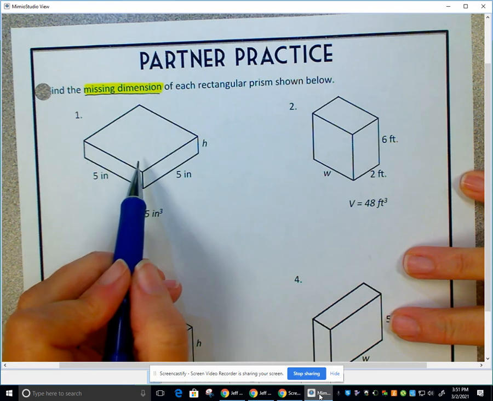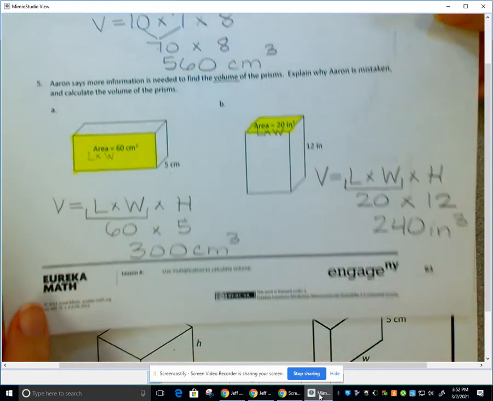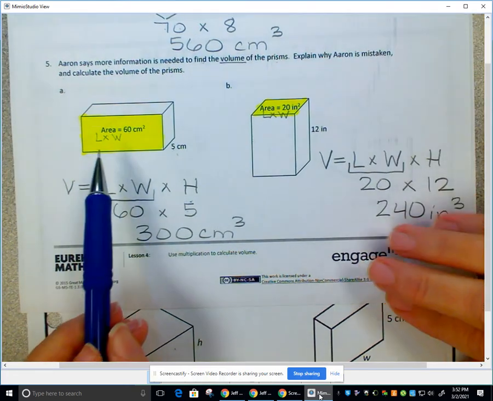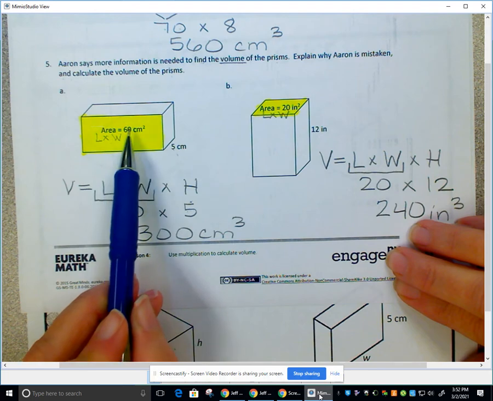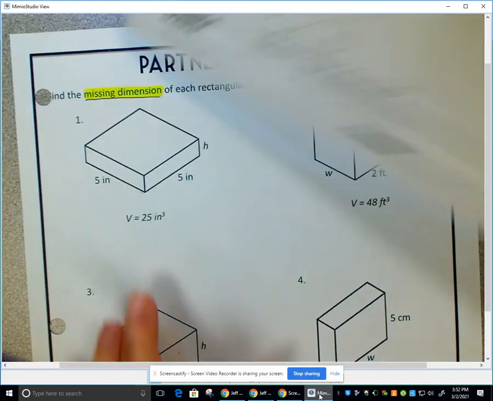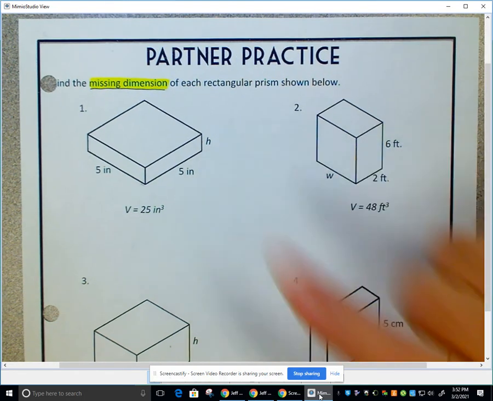They're telling me what the whole volume is. Now, this is not the same as the problem we were just doing. This did not have a missing dimension. This one combined some dimensions, the length and the width, to get one number. This one is actually got a missing piece that we've got to figure out.